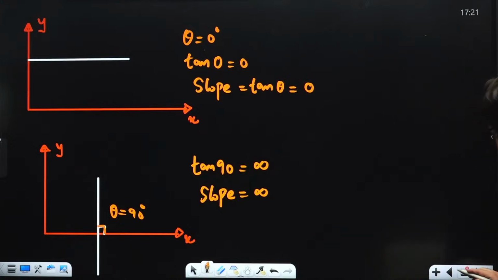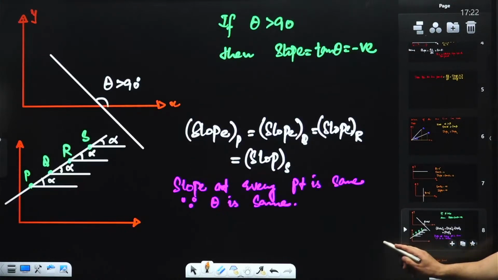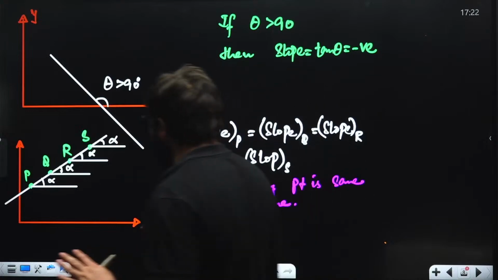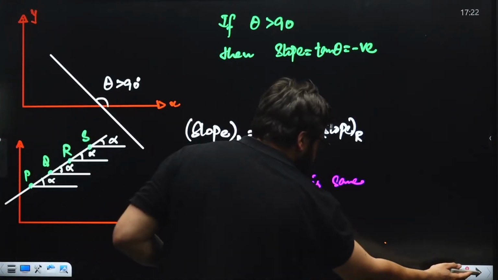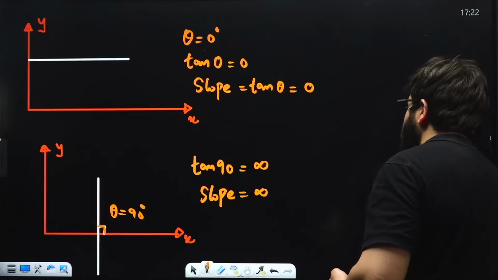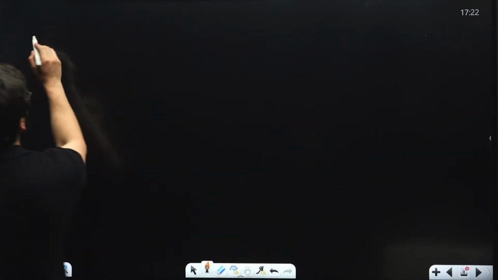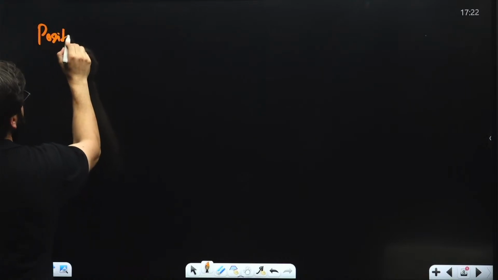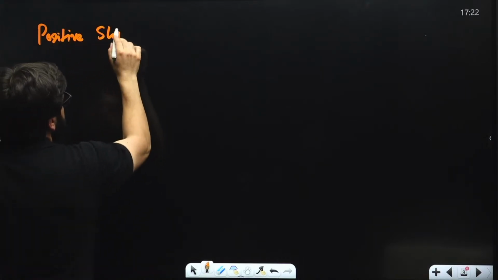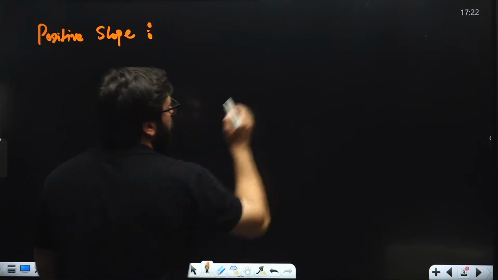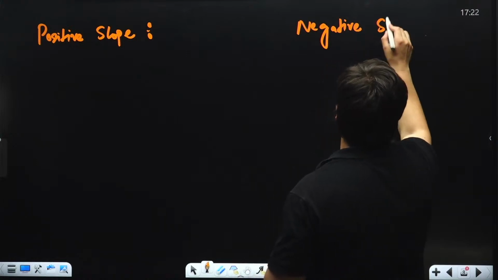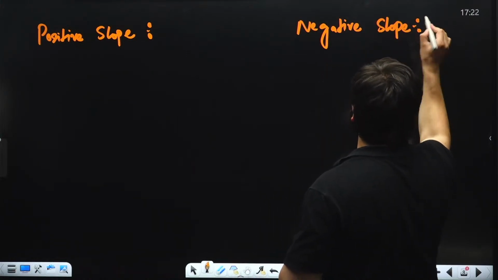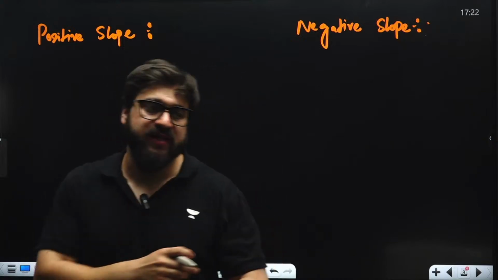Great. Next. Now we will be talking about positive slope and negative slope. Let me talk about the positive slope and negative slope. I'll just write over here positive slope, and I'll write over here negative slope. Let me make you understand what is positive slope and what is negative slope.